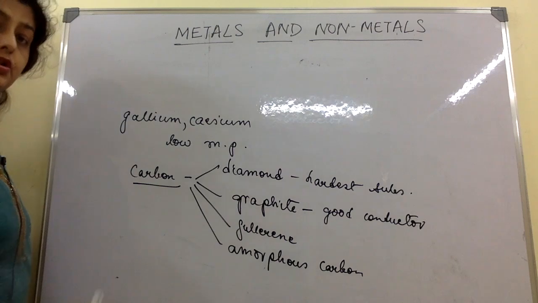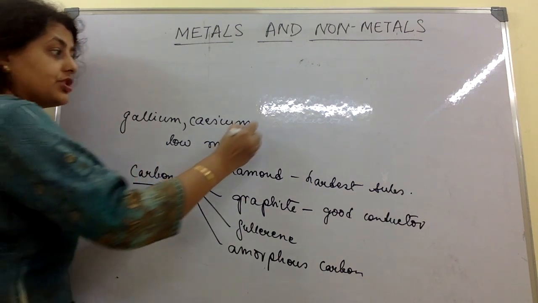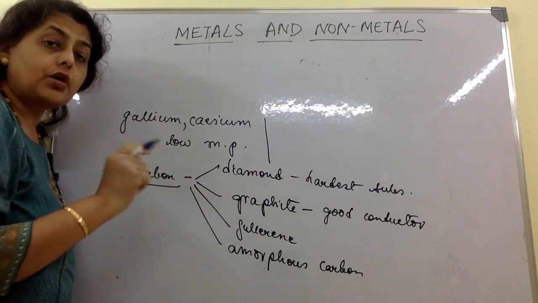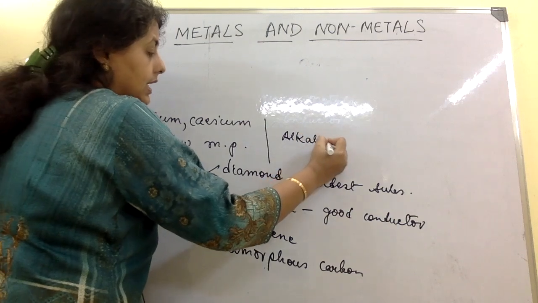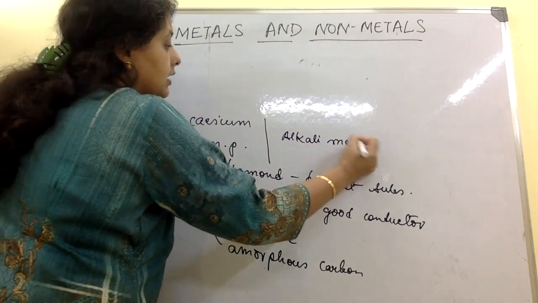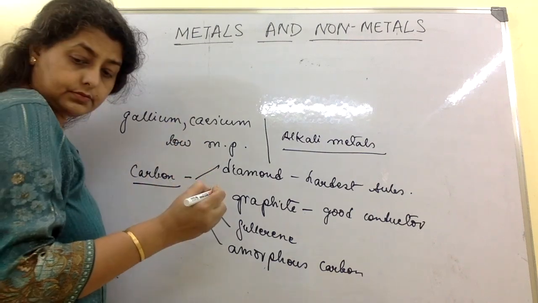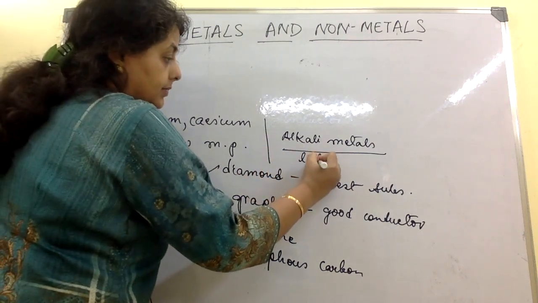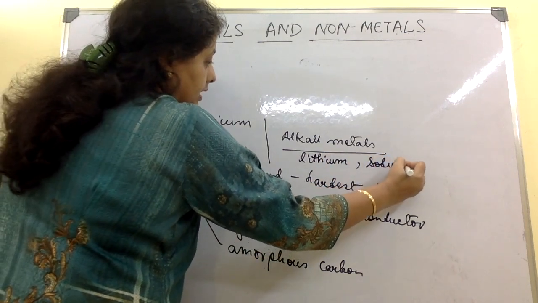Now let's talk about a few exceptions of metals, which are again asked as questions. Soft metals. We have some alkali metals. Which metals are these? Like lithium, sodium, and potassium.